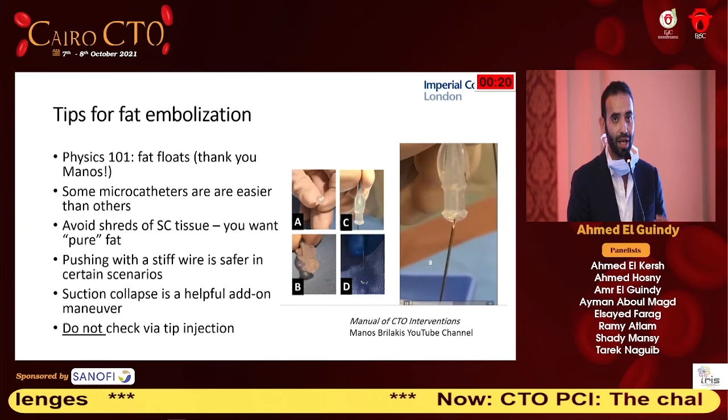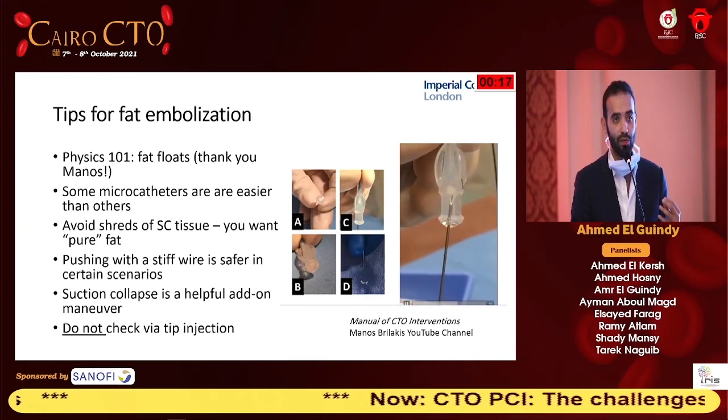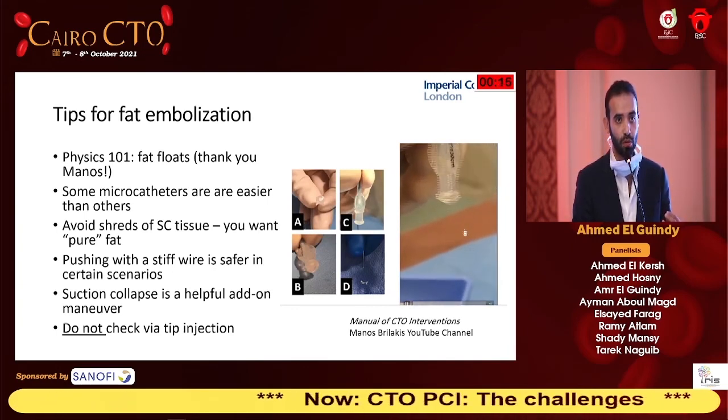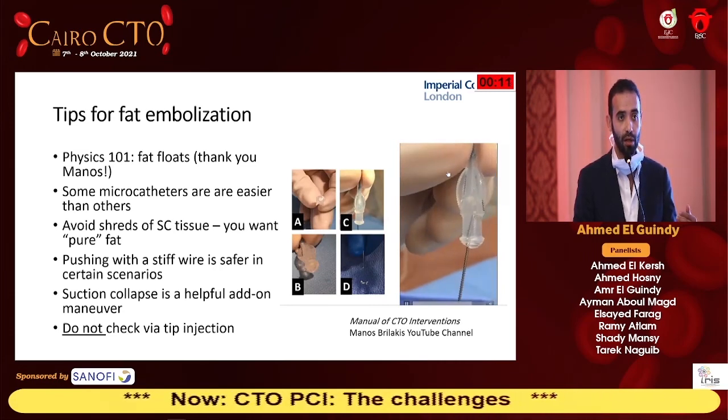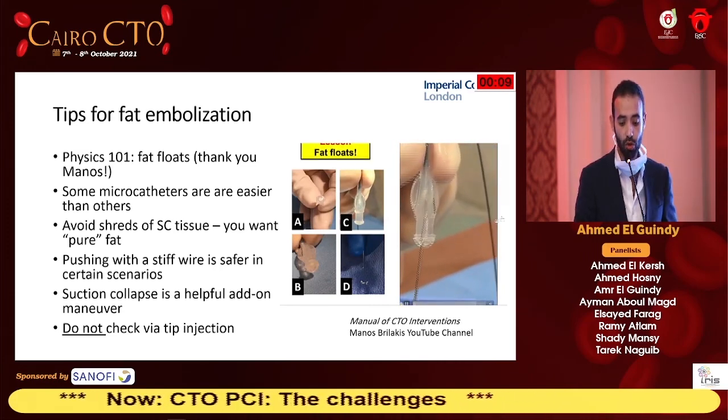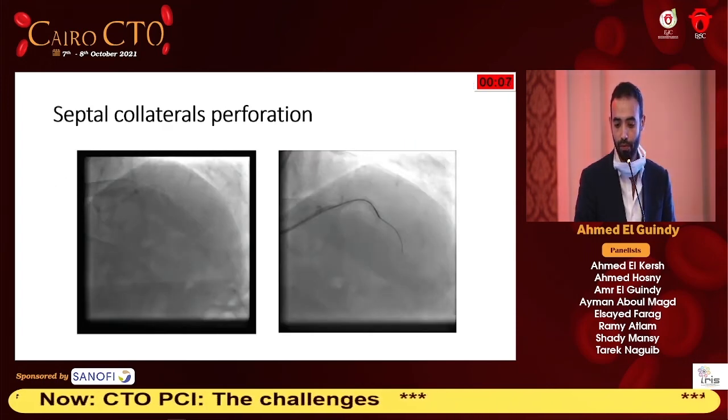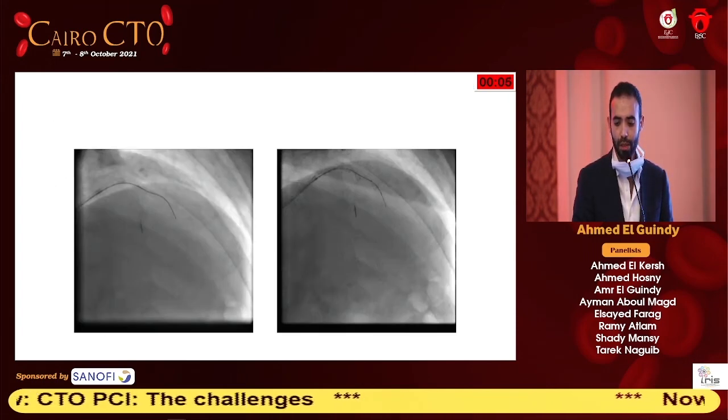You want to get pure yellow fat rather than fat with shreds of subcutaneous tissue, because that makes the loading difficult and it's not compressible as fat globules. Suction collapse can be helpful, remember that. So I'll skip septal perforations.